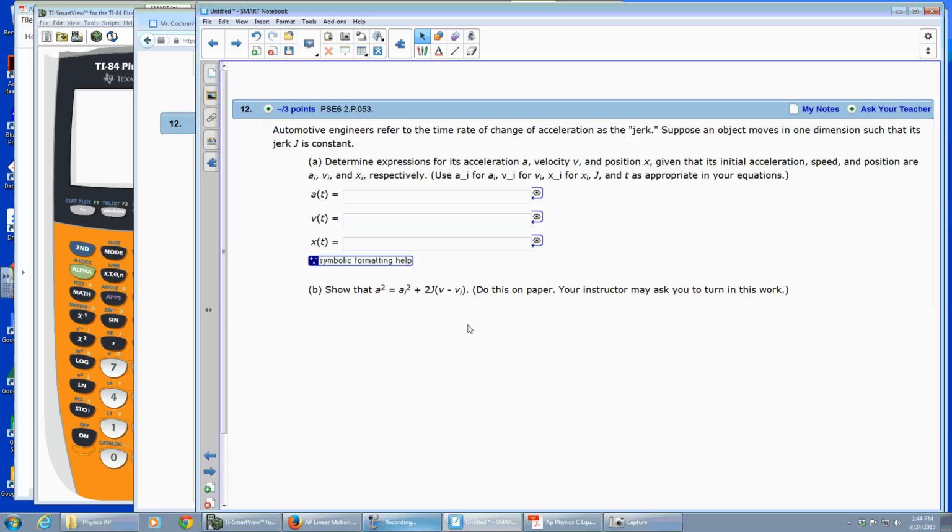Okay. So, everyone remember our symbol for jerk? N, right. So, we would put N to the T is a constant C.